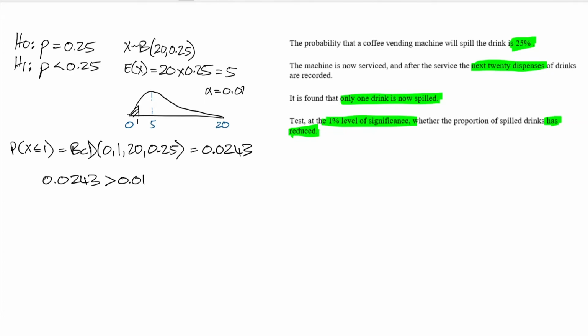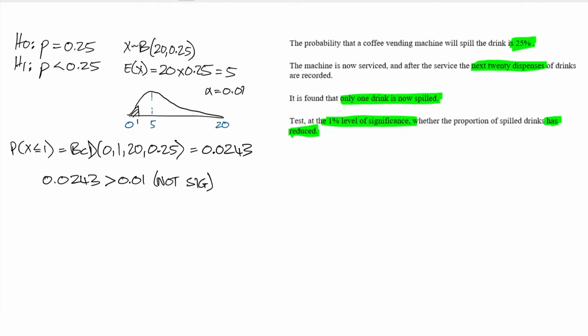Now let's compare that to our significance level. I already know it's 2.4% and the significance level was 1%. So it's above our significance level. We do not have a significant result. But formally, we just want to write this comparison. So 0.0243 is greater than 0.01. This is not significant. From here, we can make our 2 conclusions.